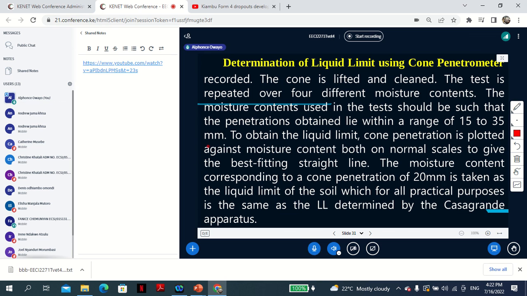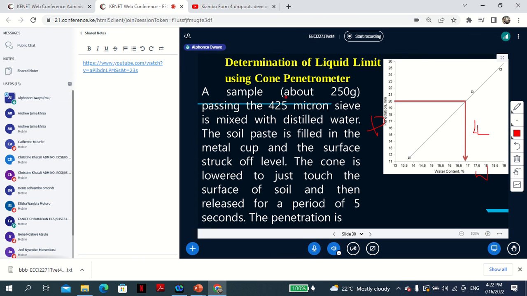And so, I don't know, I think this is already what I'm explaining, but let's see. A sample of 250 grams, I think this is defined in the standard, passing through a 425 micron sieve, is mixed with distilled water. A soil paste is filled in the metal cup and struck off at surface level.